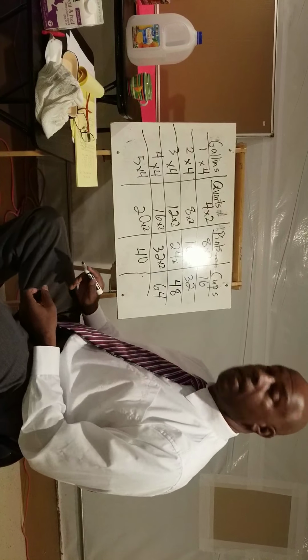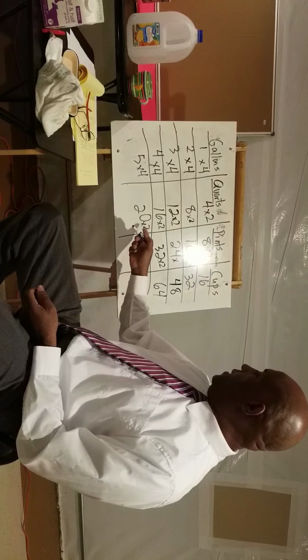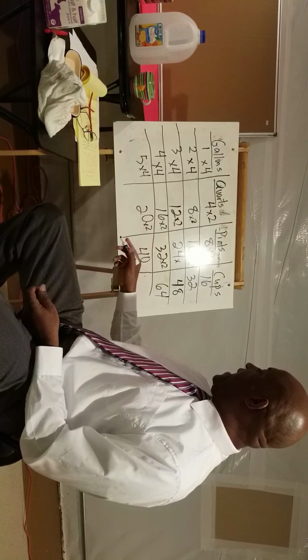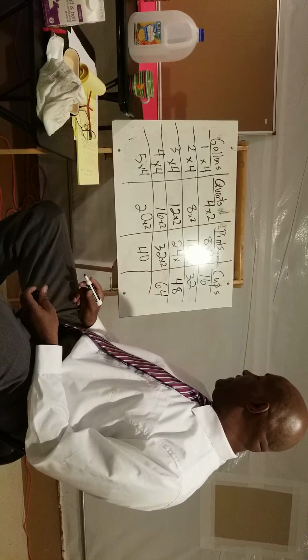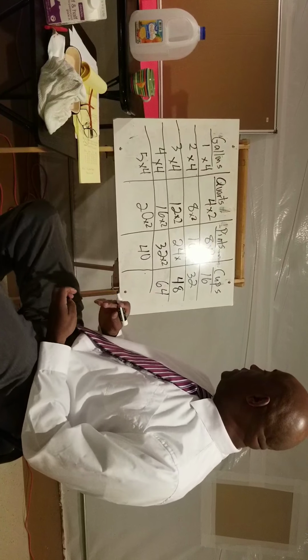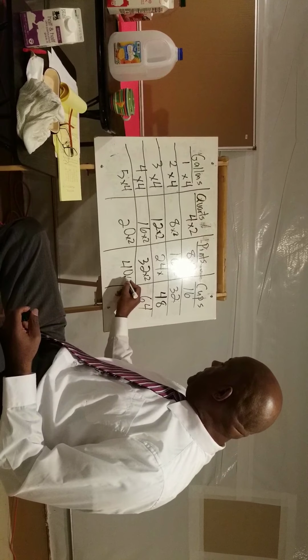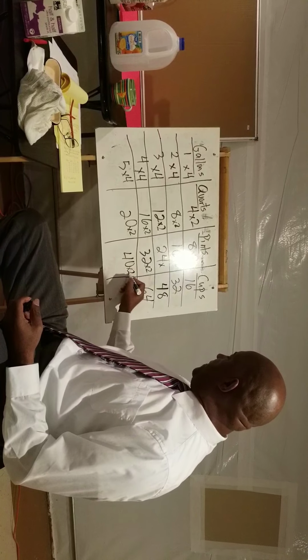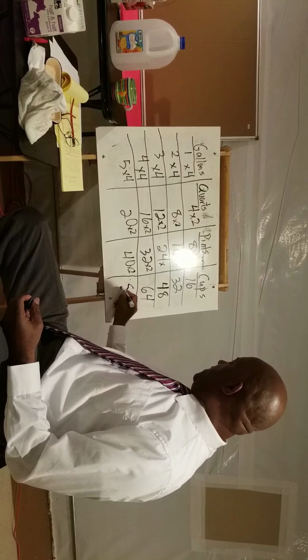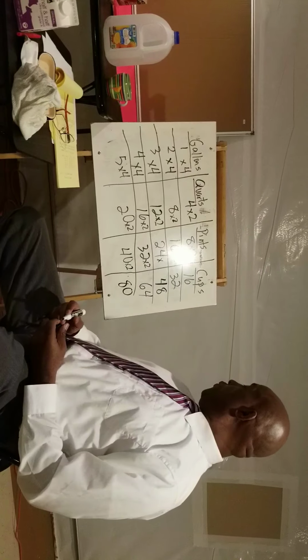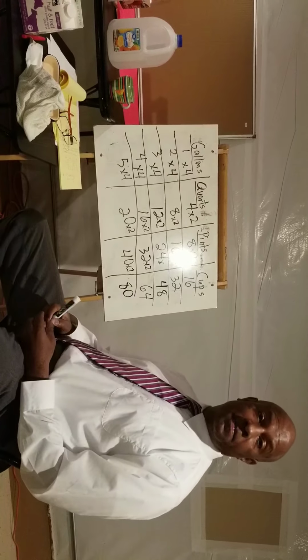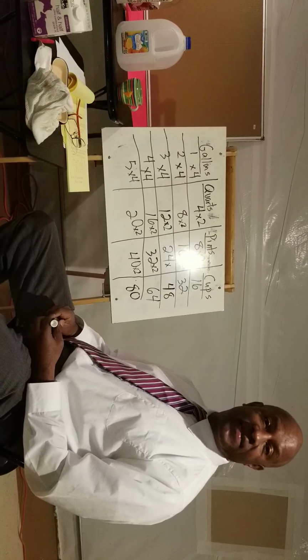And finally, we have 5 gallons. There's 20 quarts in 5 gallons. There's 40 pints in 5 gallons. We also know that there, once again, there's 2 cups in every pint. So if we have 40 pints multiplying by 2 cups, wow, there are 80 cups in 5 gallons.